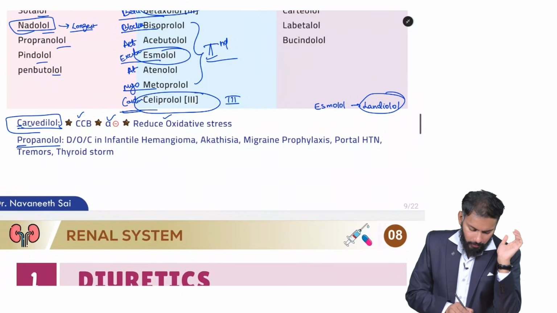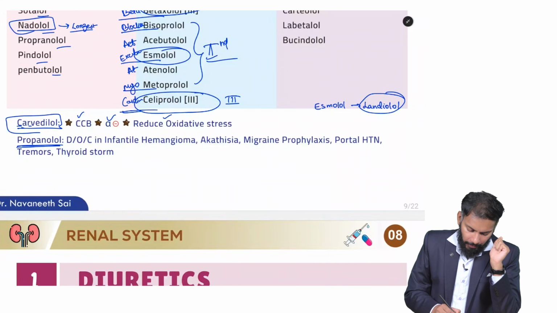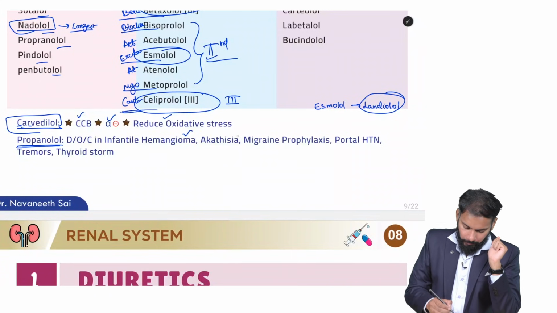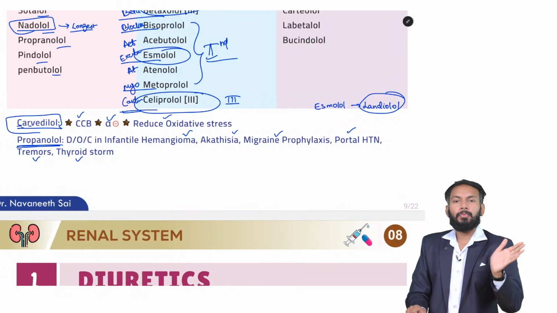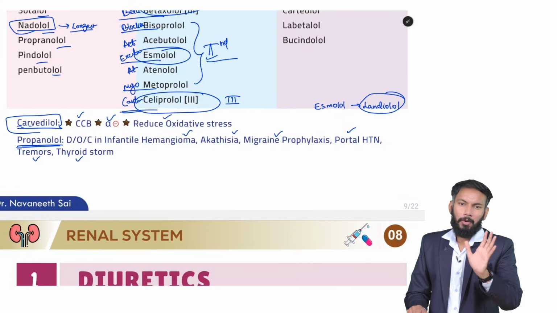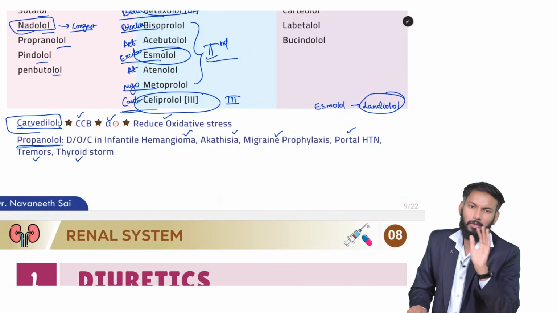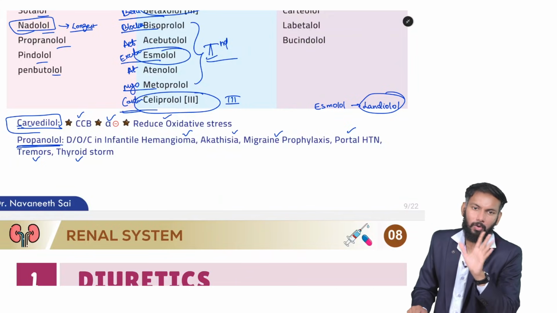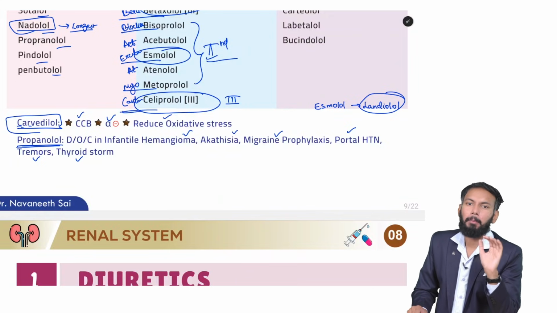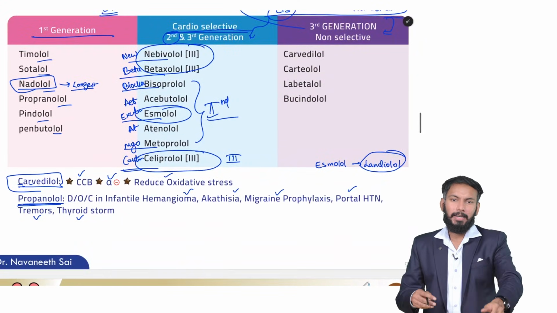Now in the beta blockers, about propranolol. Propranolol is also drug of choice in infantile hemangioma, akathisia, migraine prophylaxis, portal hypertension, tremors and thyroid storm. So we will study this respectively in their chapters. For people who have attended the classes, I have made a big story on the beta blockers. If you know this, you will understand all the uses, side effects and contraindications of this. But for now, remember this much for the exam. Okay, good. So this is about the direct acting drugs.